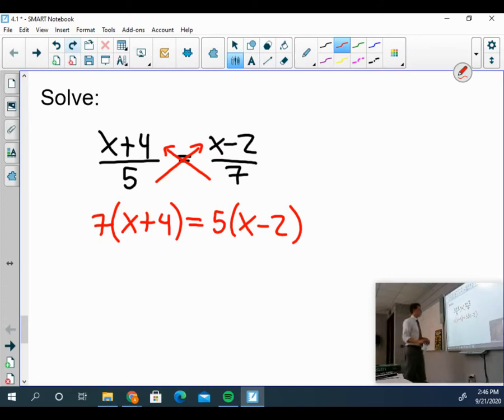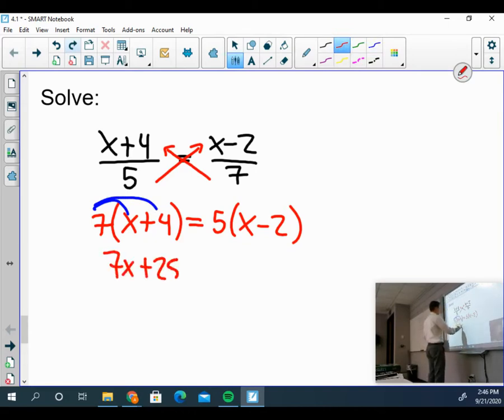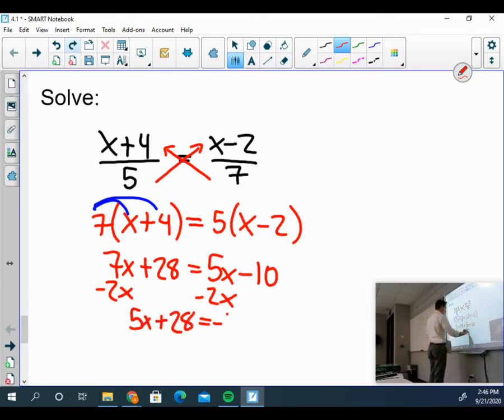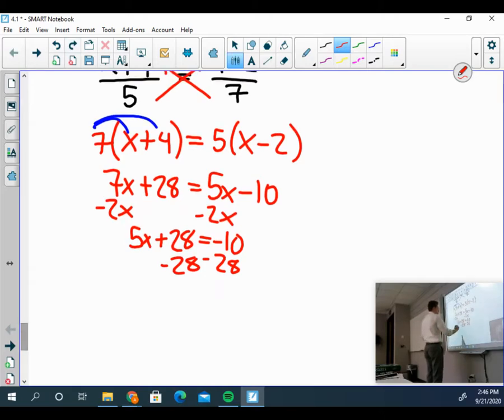Once I do this, I'm going to go ahead and distribute, and I get 7x plus 28 equals 5x minus 10. From there, I'm going to subtract 5x from both sides, and I get 2x plus 28 equals negative 10. Subtract 28 from both sides, and I get 2x equals negative 38.